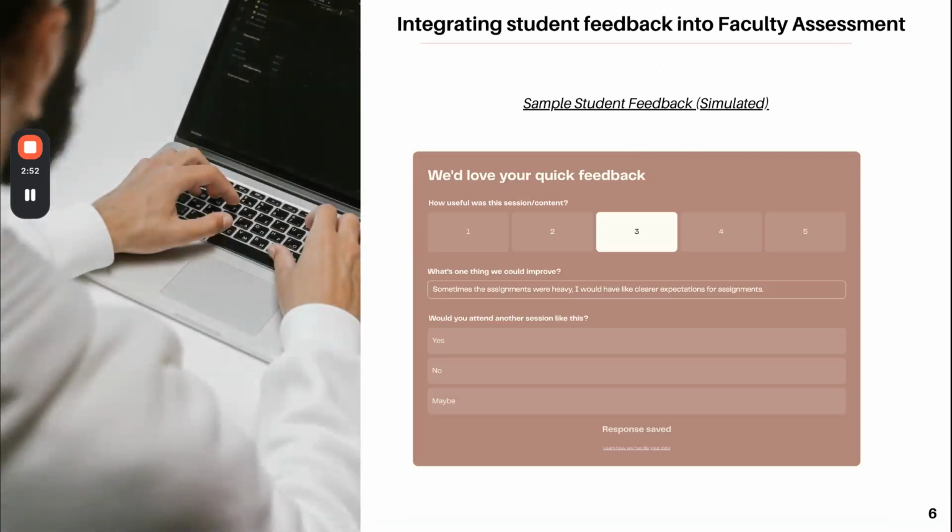To better understand this issue, let's observe a sample student feedback. Students often say things like, "This was confusing. I wasn't sure what you wanted. There was too much to read." This tells us the problem isn't just the content, it's the design.